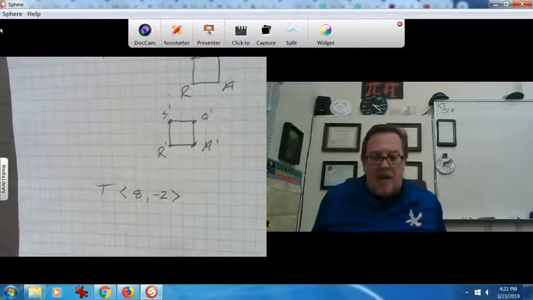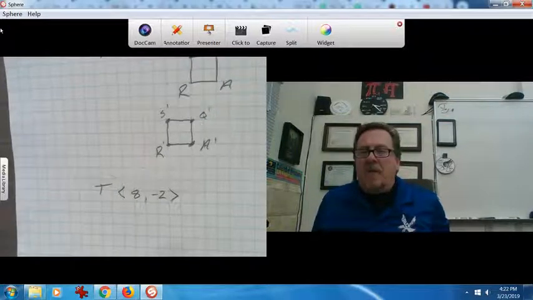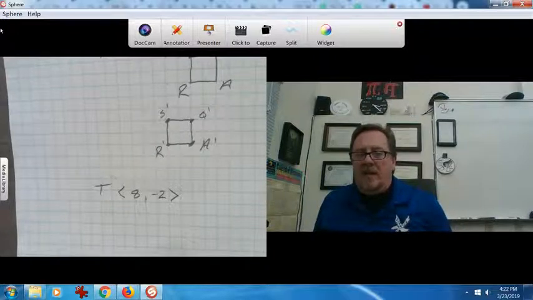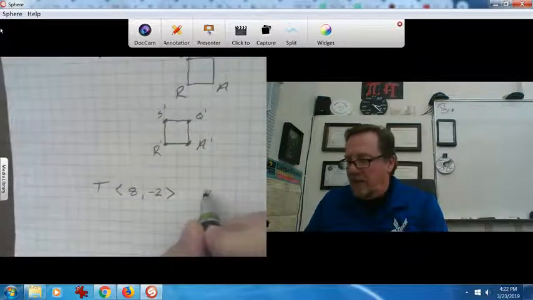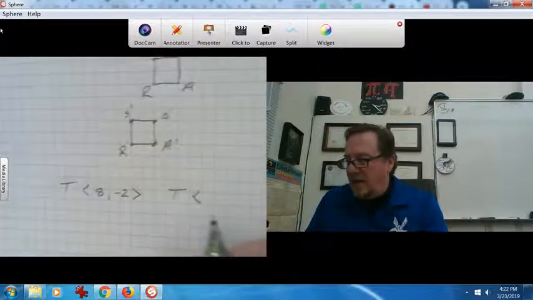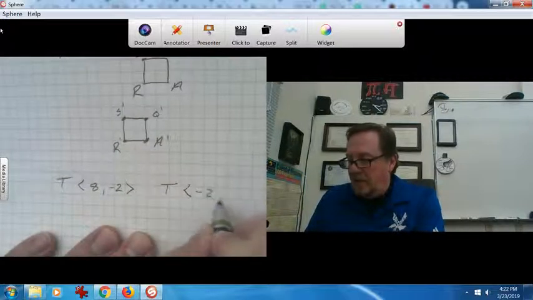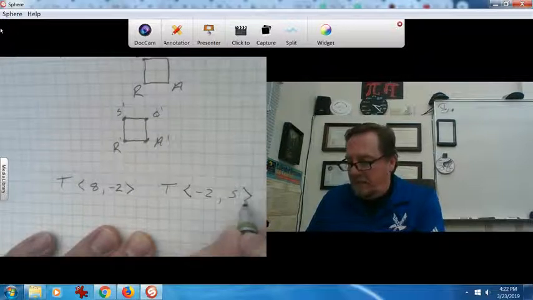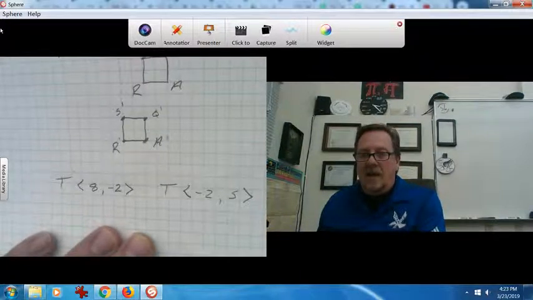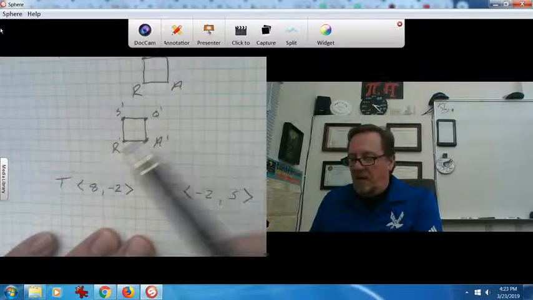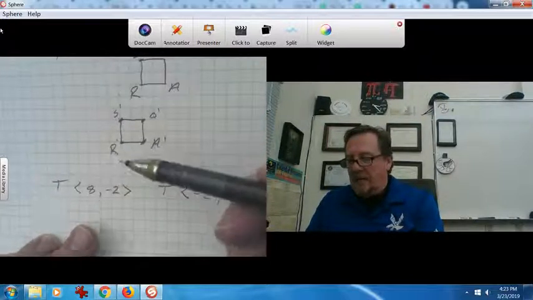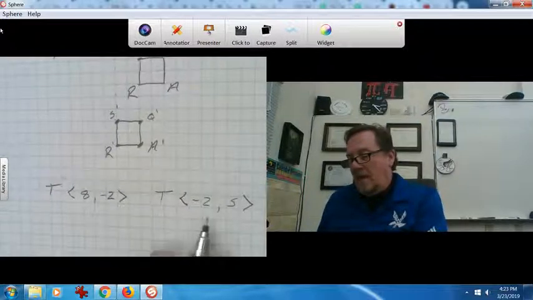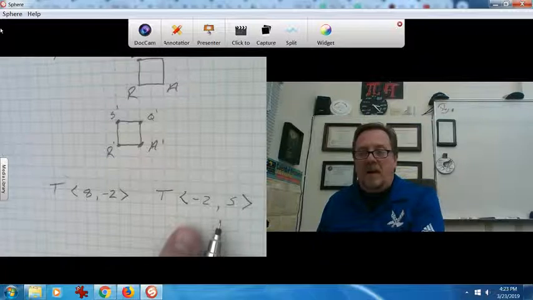Now, the last part of this lesson says that you could compose. In other words, you could put some of these together. In other words, you could say, what if you had a translation of 8, -2, and then you followed it with another translation where you said, I don't know, let's go -2 and +5. Right? So could you compose these two together? Yeah, you could do what we did up here. We'd say, all right, each of these points is going to move in a certain direction, and then I'd do the next one and move each point from there into another direction.